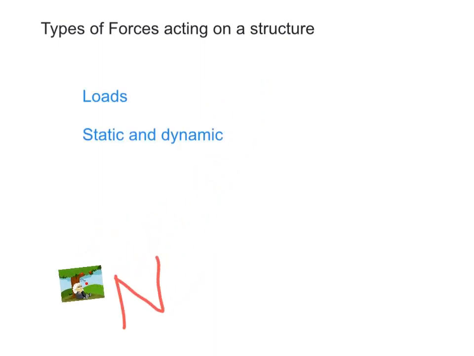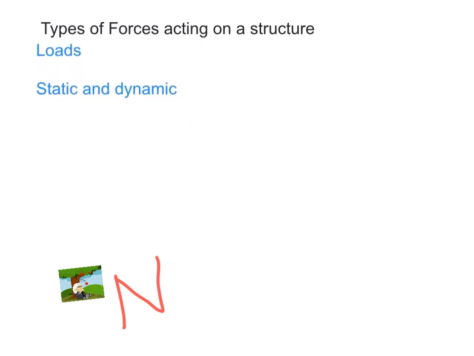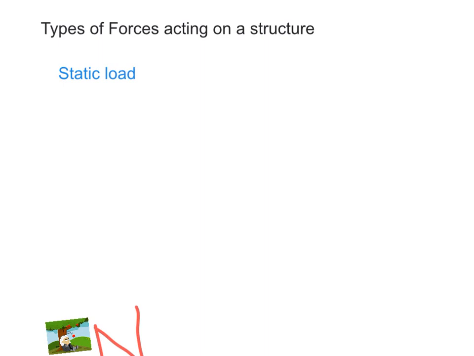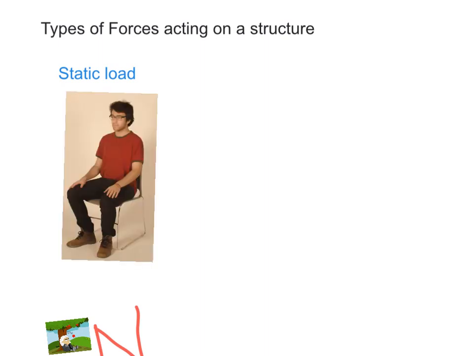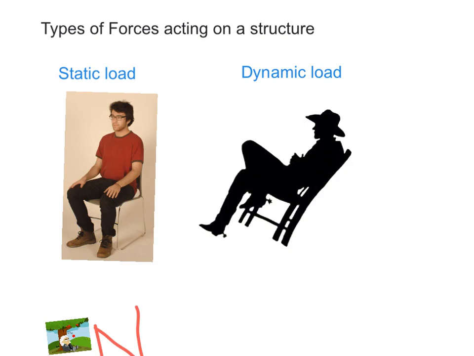There are two types of loads, static and dynamic. Static loads do not move. For example, a person sitting on a chair exerts a force on the chair. But if the person is to move around or move the chair onto two legs by leaning back on it, this becomes a dynamic load.